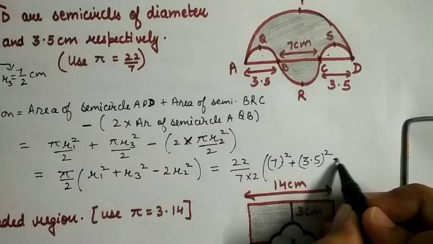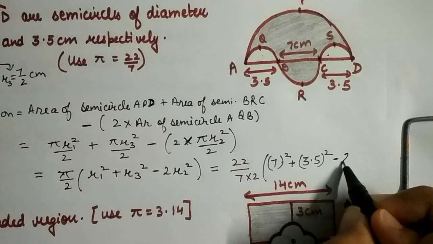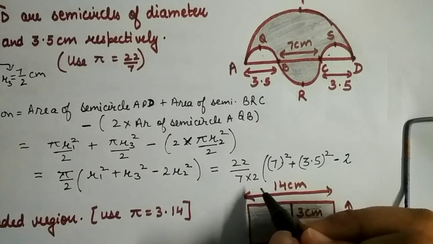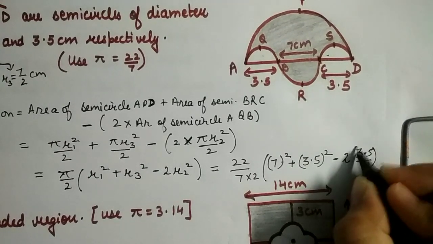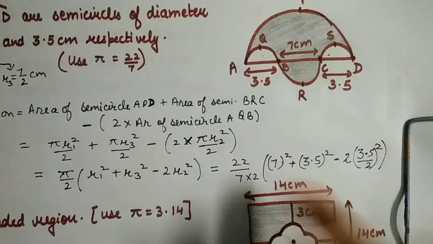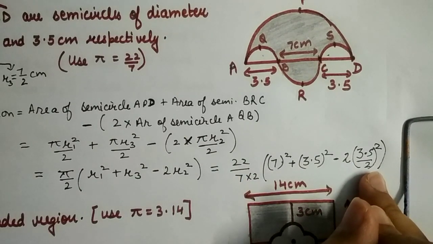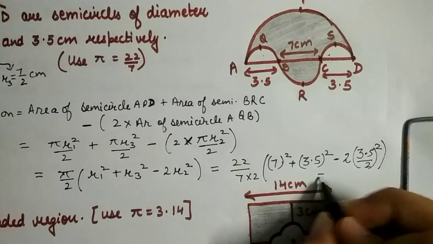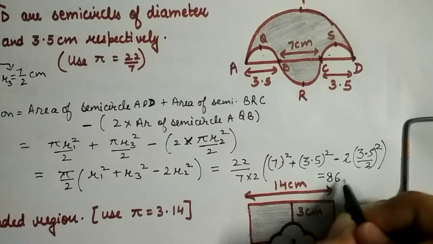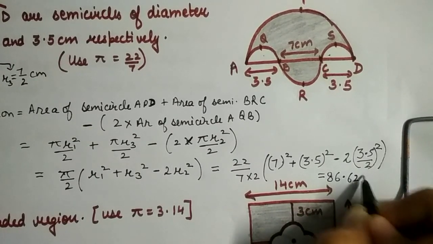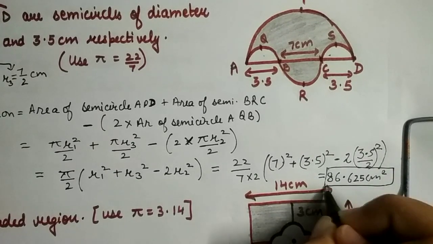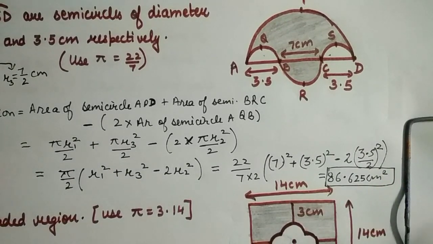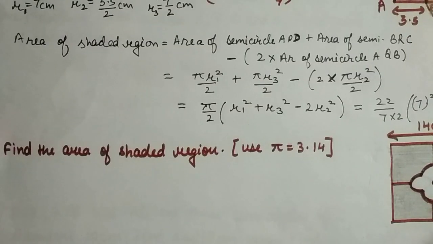square minus 2, and R2 is 3.5 upon 2 square. So you will solve this and you will get the answer as 86.625 centimeter square. Okay, so this was your answer of your second question. Now let's see the third question.